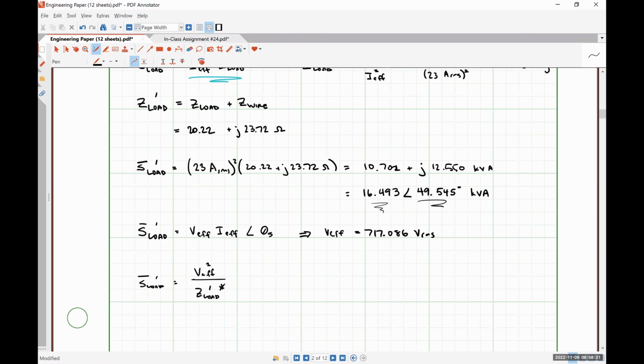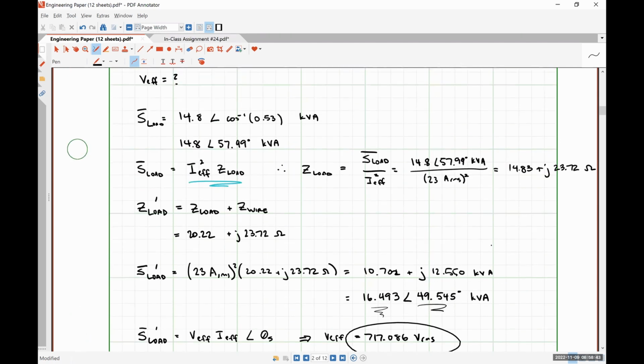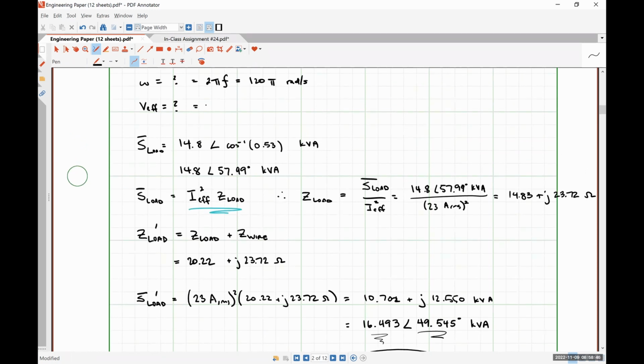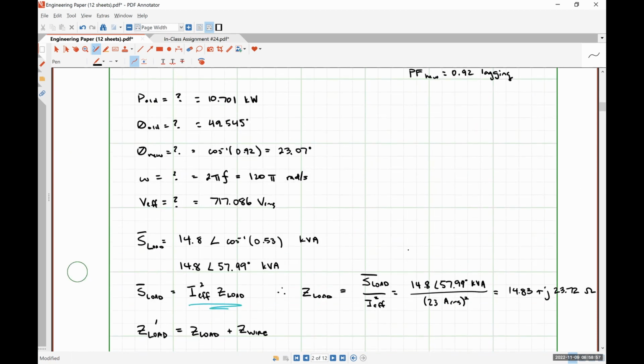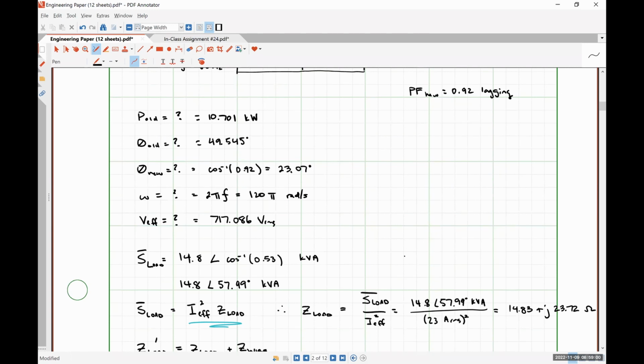Square root of 500, so 514,065. 716.9, so rounding error. Yeah, okay, so this seems reasonable. All right, and that was easier to do than what I was going to do. So thank you for that. All right, so we should have all of the different pieces of information to put in here. So let's call this 717.086 volts RMS.